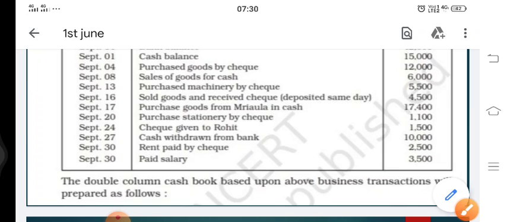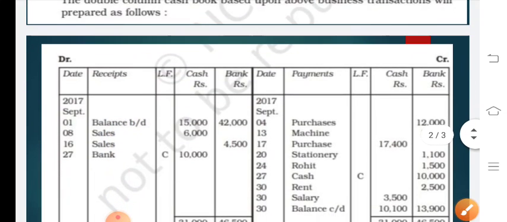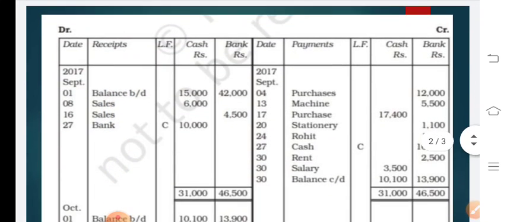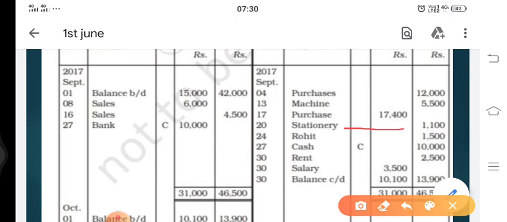The next point we have is purchase stationery by check. Now we purchase stationery. Stationery came into the business and we made payment through check. That means our bank got credited. Payment made through bank, it's a payment. So we'll go to cash book, payment side, that is credit side, and we'll write here by stationery. Since amount is paid through check, payment will be made through bank.